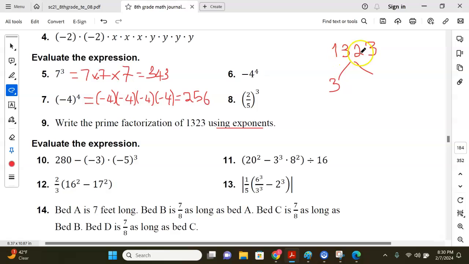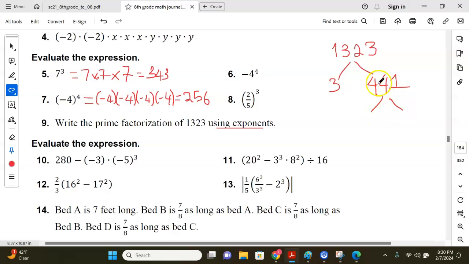So 1323 divided by 3. Well, 13 divided by 3 is 4. Right? 4 times 3 is 12, and then remain 1. 12 divided by 3 is another 4. And then 3 divided by 3 is 1. So you break that up to 3 times 441, right? 441. And then if you want, you can take 441 divided by 3 again.